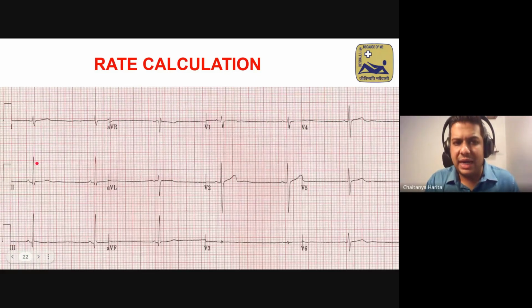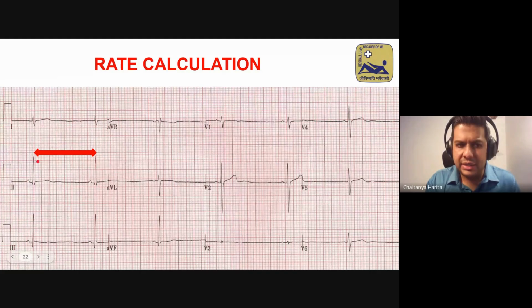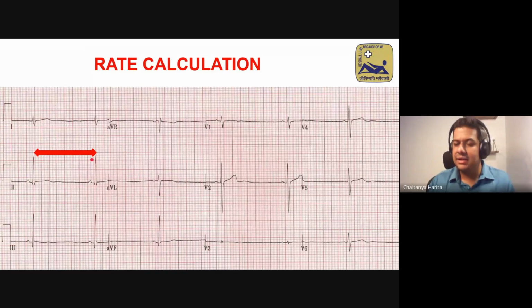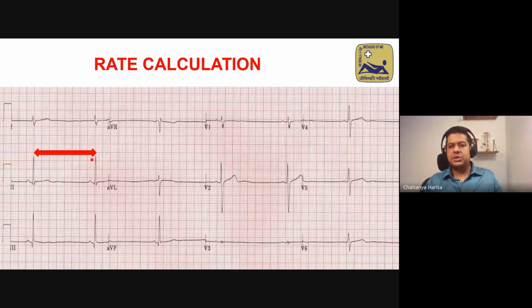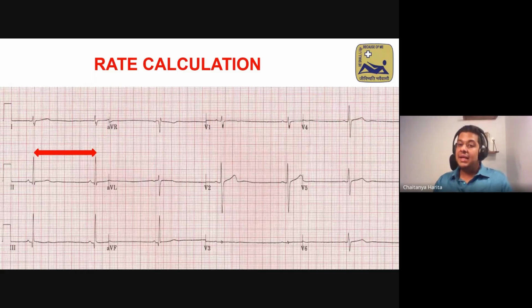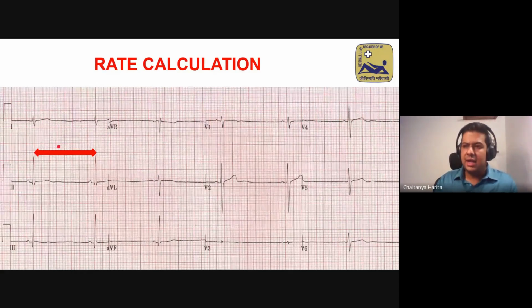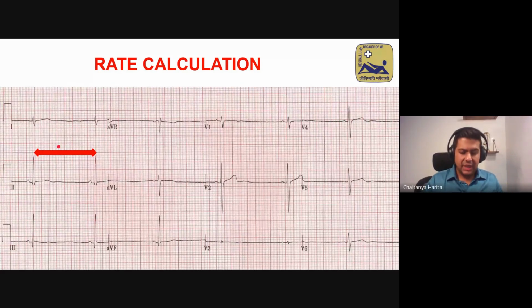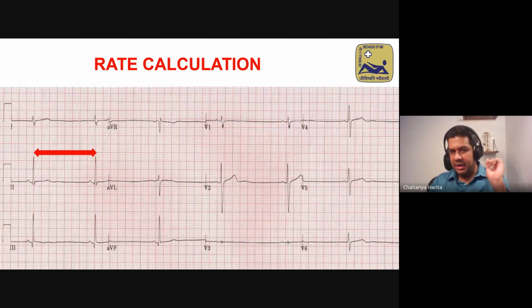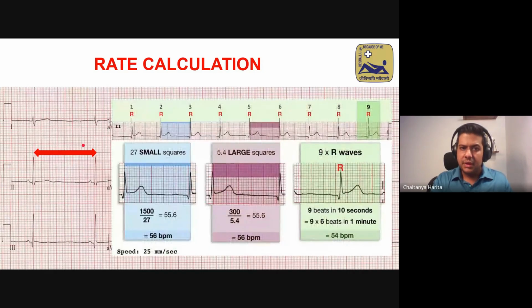Count the number of large boxes between the two. So if you take this 1, 2, 3, 4, 5, 6, 7, 8. So there are 8 large boxes. So 300 divided by 8. So your approximate heart rate in this patient is about 37 odd. So it's less than 40. This is severe bradycardia. So you got it? So you're dividing 300 by 8. Right? So this is how you are supposed to calculate heart rate in a regular patient. But never forget to look at the calibration.